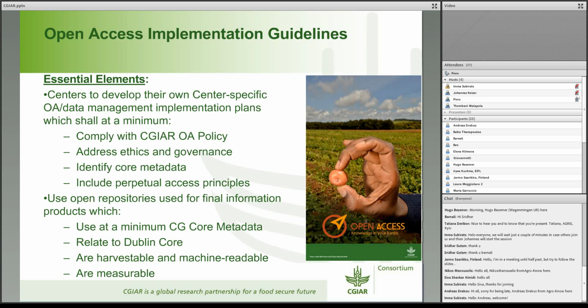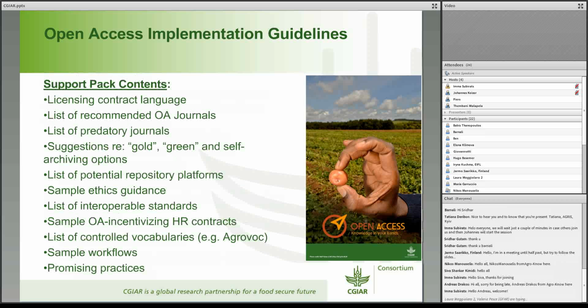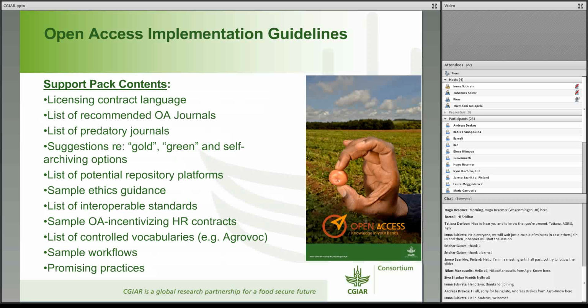List of predatory journals, suggestions of how to publish and publish gold, green, and self-archiving. Repository options for those who are not yet using open repositories, sample ethics guidance, standards, examples of HR contracts that have good open access incentives, controlled vocabularies. AgriVoc will be a key part of this. Sample workflows, promising practices.